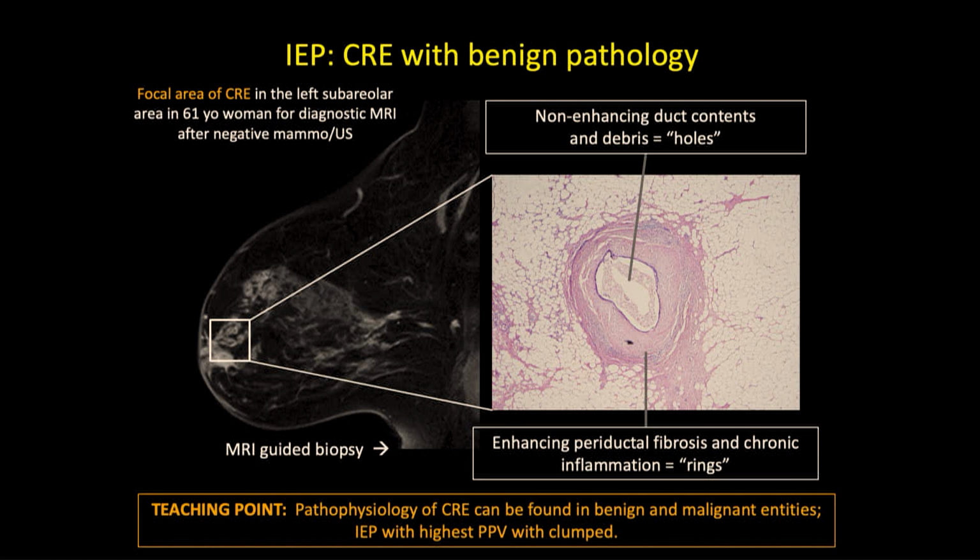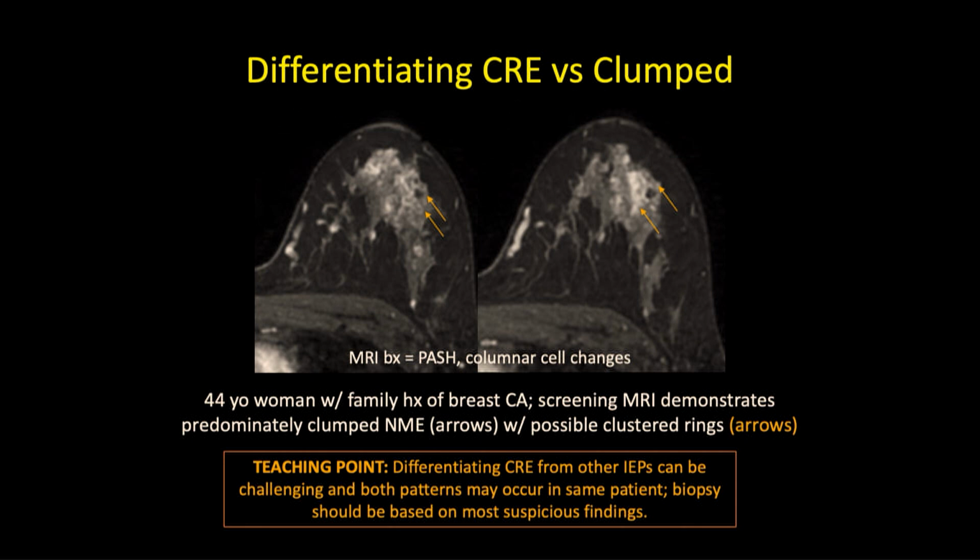The pathophysiology of clustered ring enhancement can be found in both benign and malignant etiologies, with the highest risk when it's associated with clumped. So how do you differentiate clustered ring enhancement and clumped? It may not really matter as much. You go by your most suspicious finding, whether that's the morphology or distribution. That's what should push you to biopsy.